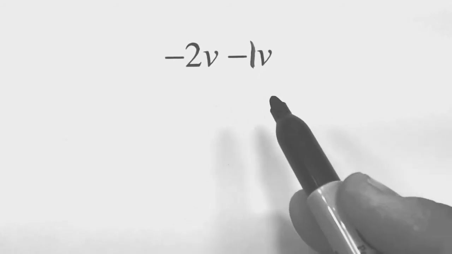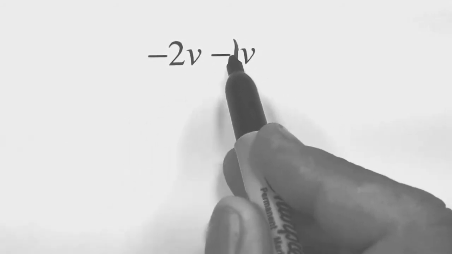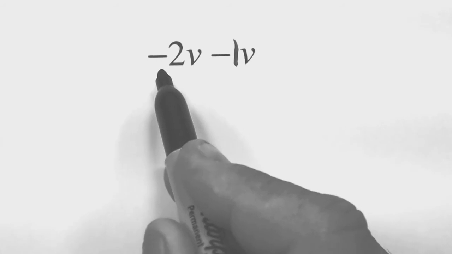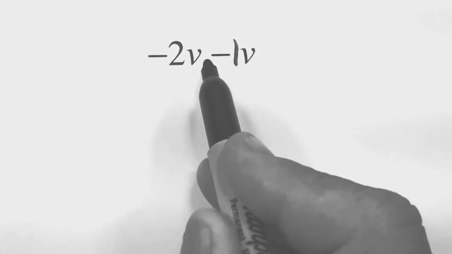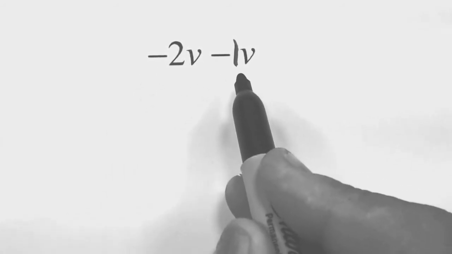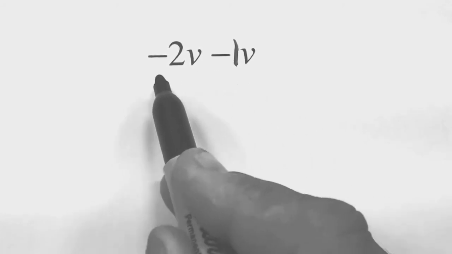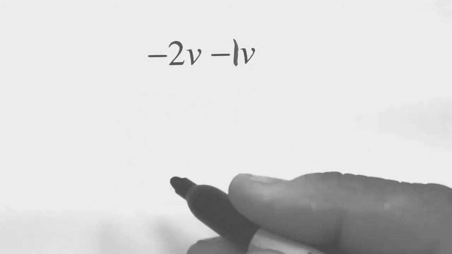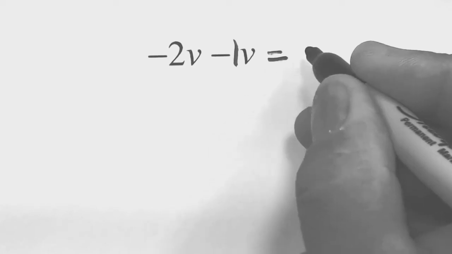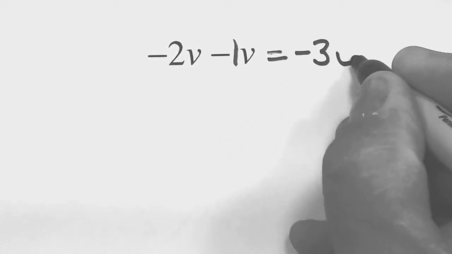Well, what do we have for the answer on this one? We have like terms, v to the first power. Negative 2 and negative 1 means the total negative part is 3. There's no positive part, so negative definitely wins. And so we end up with negative 3 of those v's.